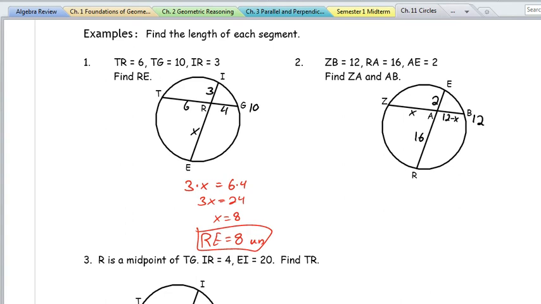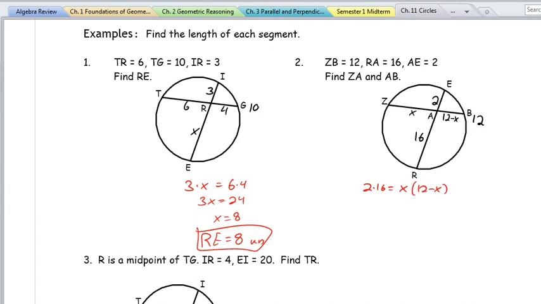We've done this before. Now some of you might be thinking, would it matter if I had AB as X and ZA as 12 minus X? No, it would not matter how you did it there. Okay. So let's go ahead and see what we come up with. And we have 2 times 16 equals X times 12 minus X.